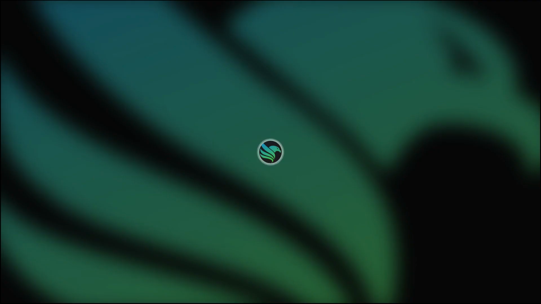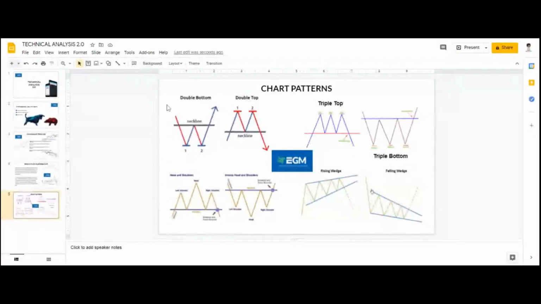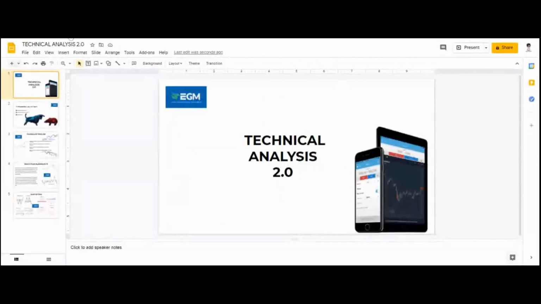Okay, can you see my screen now? I'm trying to put it up. If you can see my screen, do say something in the chat box. Thank you.